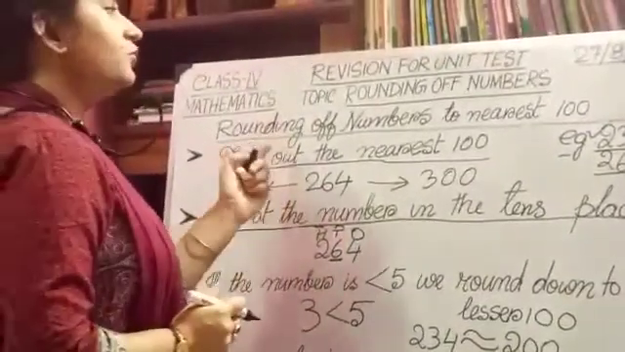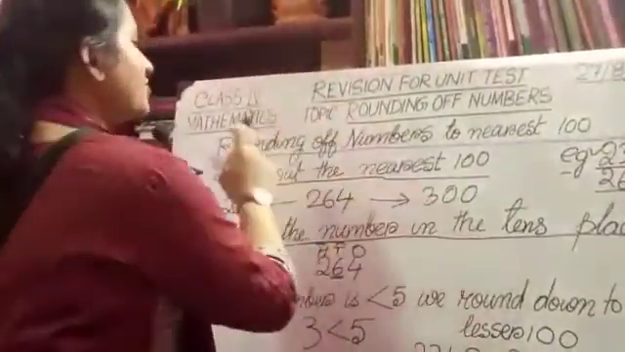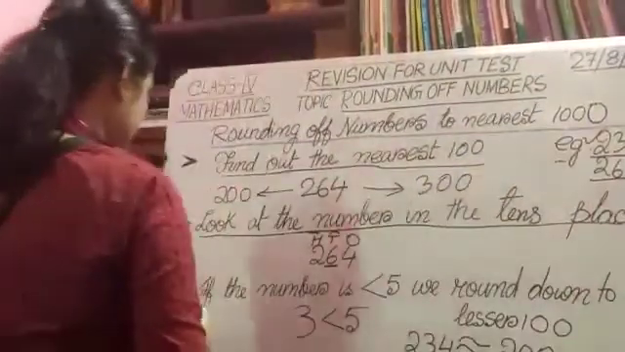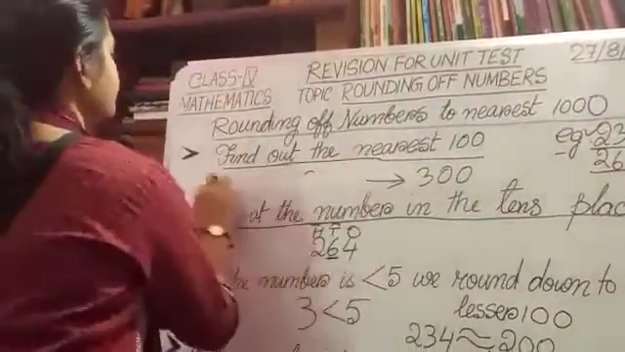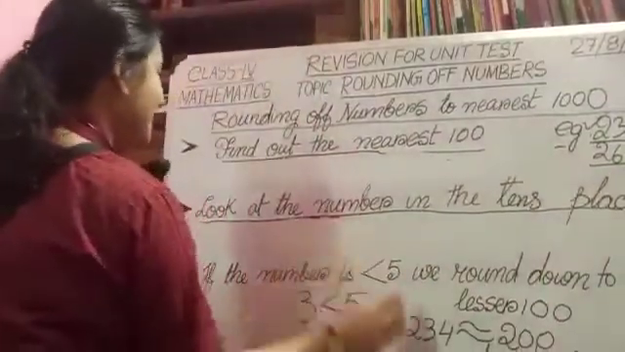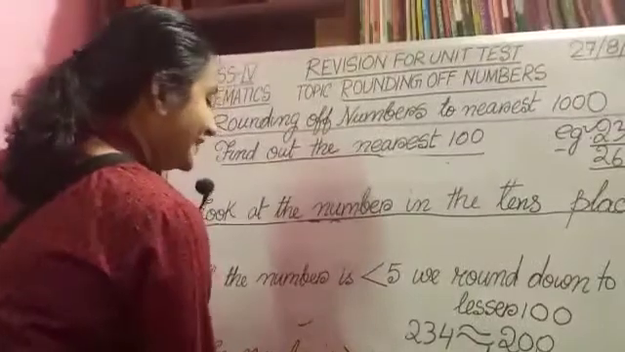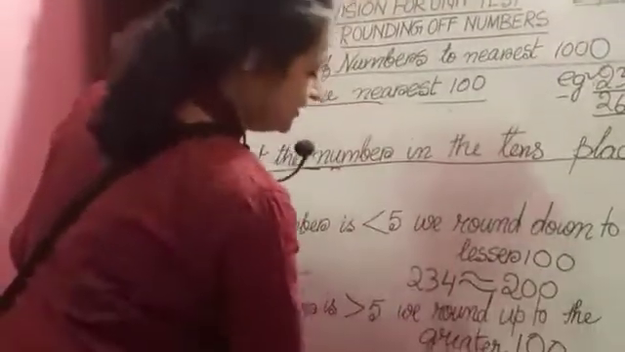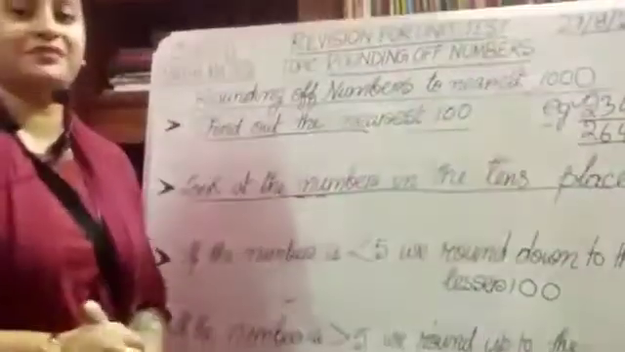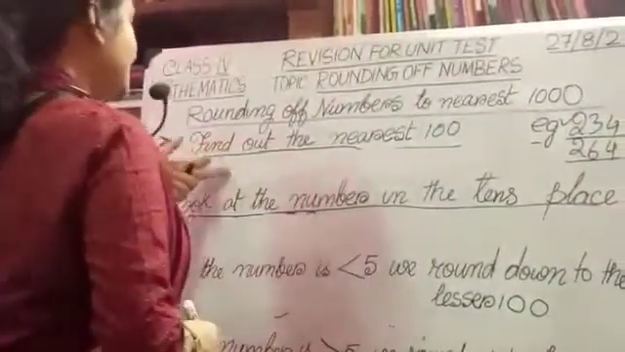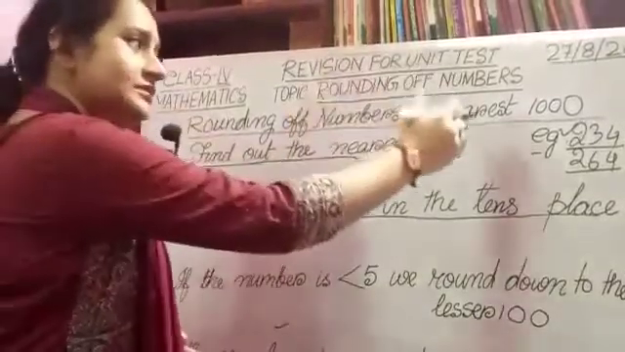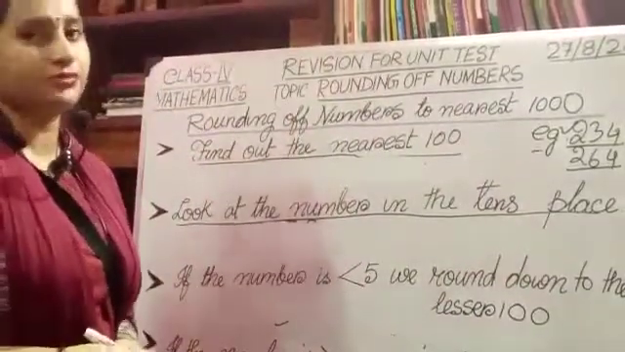Now, I'll move on to my next topic, that is rounding of numbers to their nearest thousands. Now, one thing is that, children, following these basic steps only, you will be able to do those sums again, right? These are the basic steps we are going to follow once again for rounding of the numbers to 1000 also.